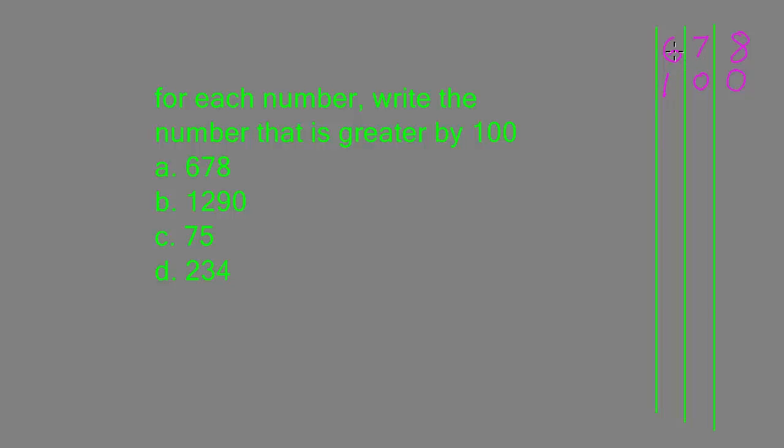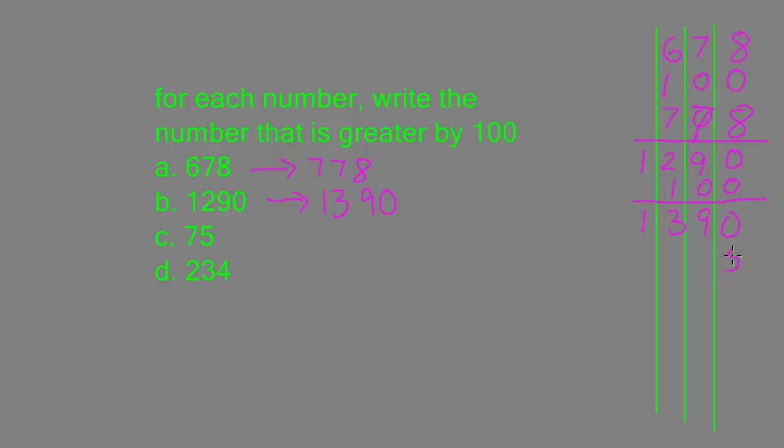So here we have 6 hundreds and 100. That's 7. So that takes care of the first one. 778, sorry. So this becomes 778. Second number, 1290. Again, you have 1200 and 100, that's 1300. The rest stay the same. That gives us 1390. All right.